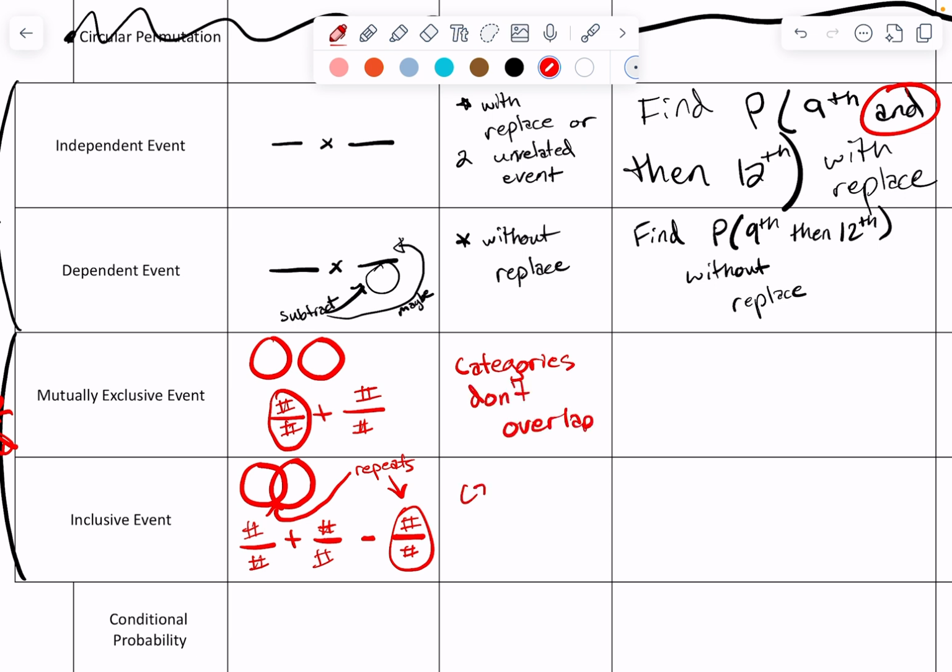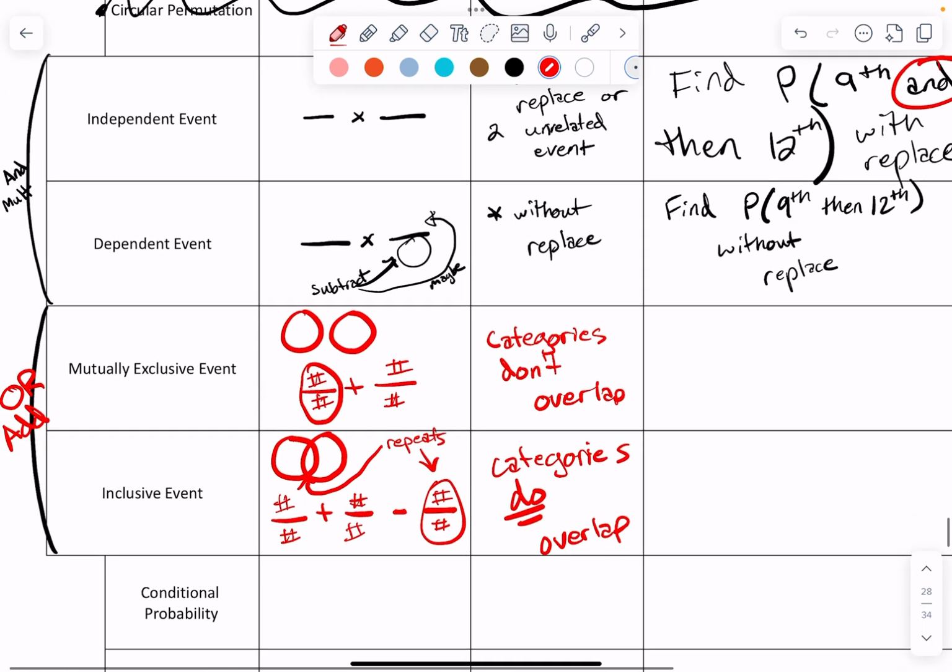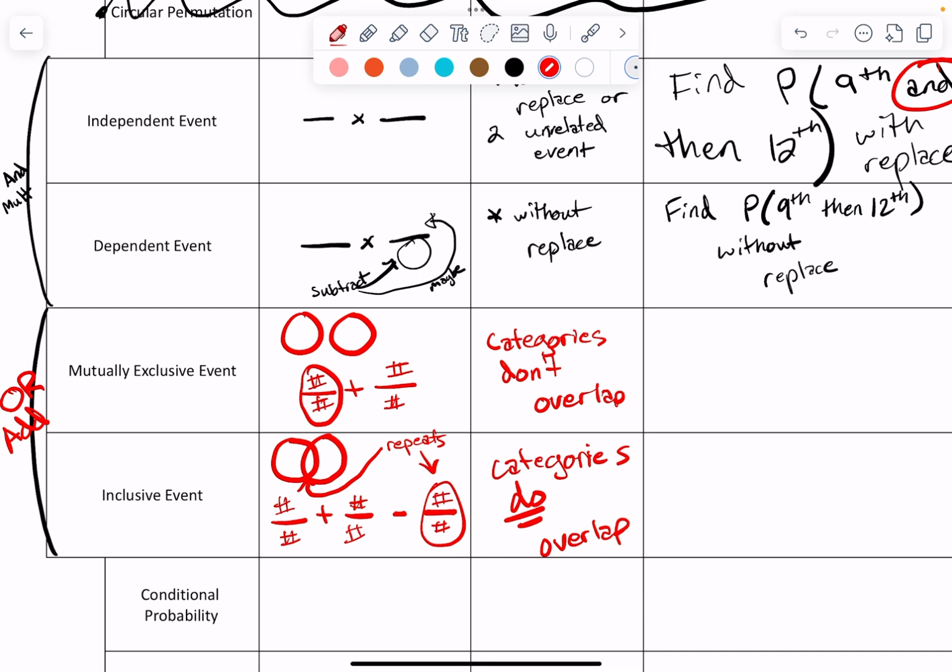Categories overlap. Okay, I might also put over here mutually exclusive and inclusive. I know that those are "or", and that means that you are adding, but there is only one event, but multiple categories. So I'm only selecting one card, but I might want to know if that one card is a 7 or a king, right? So multiple categories, but only one card is being chosen.